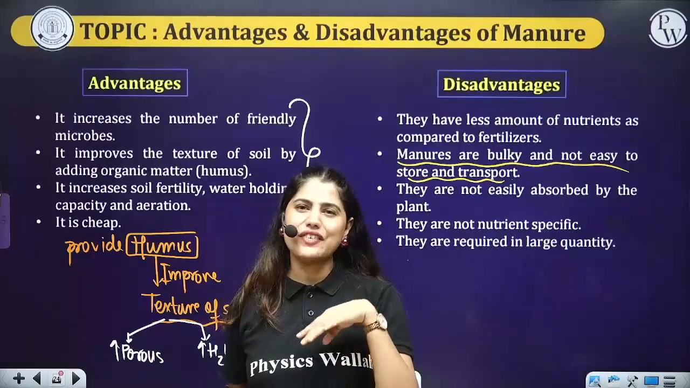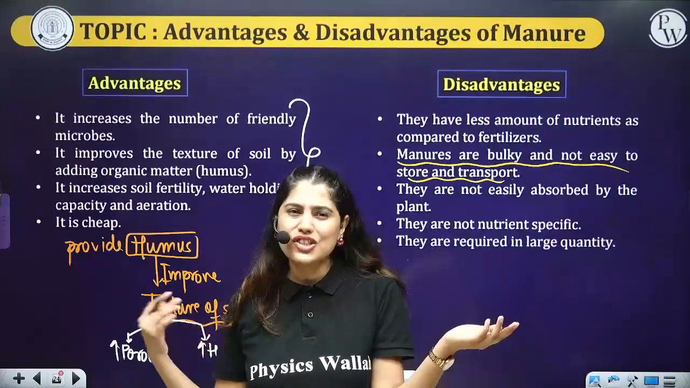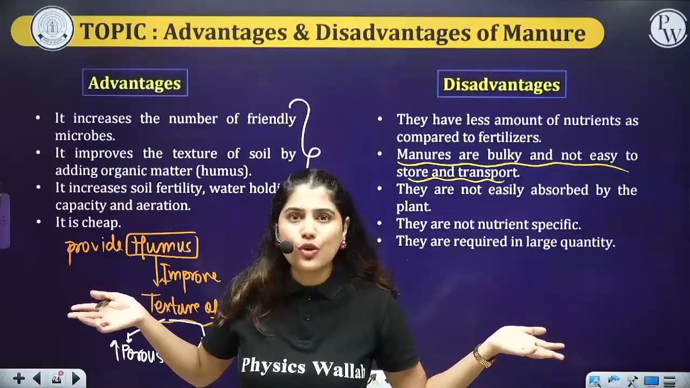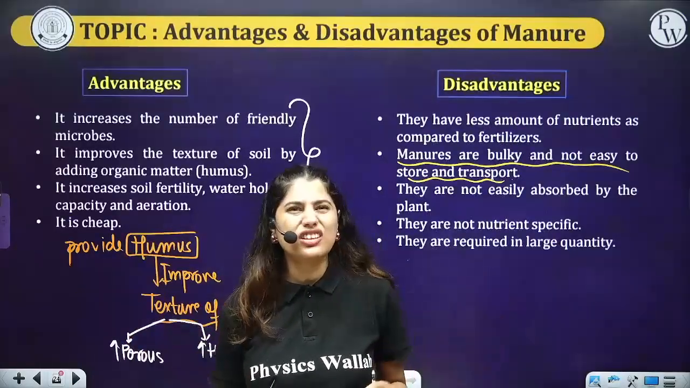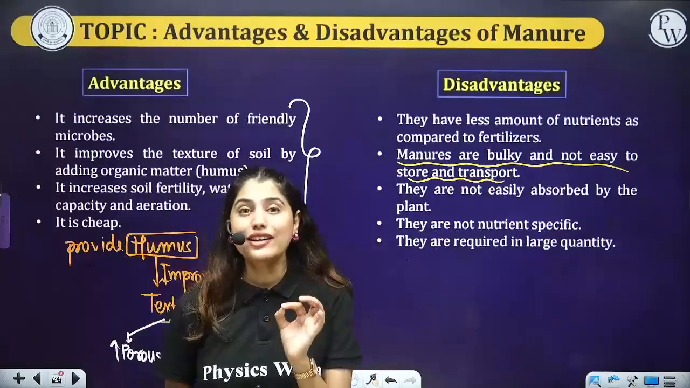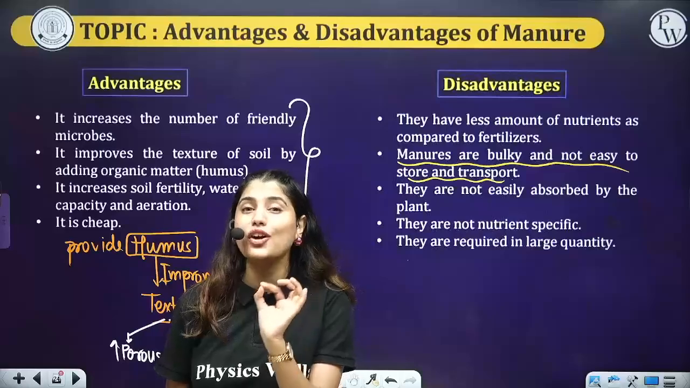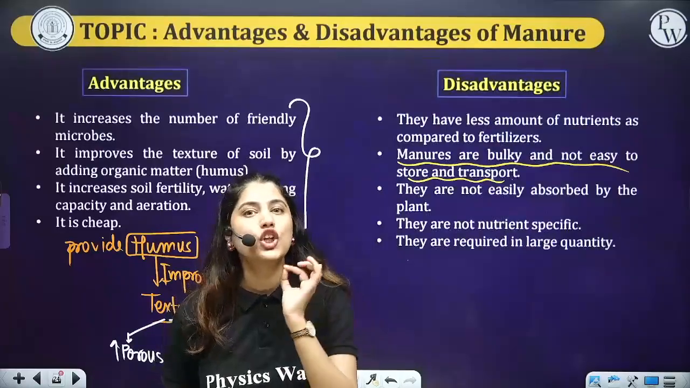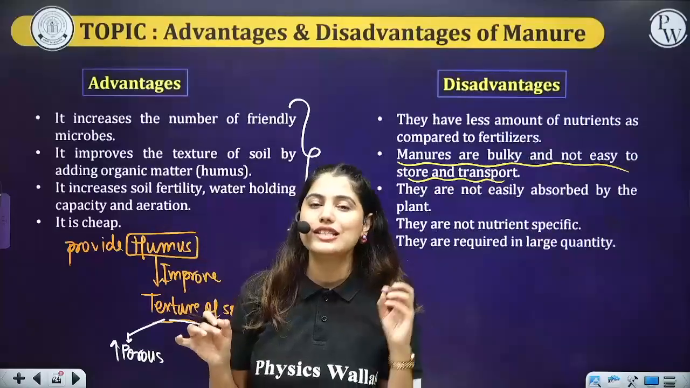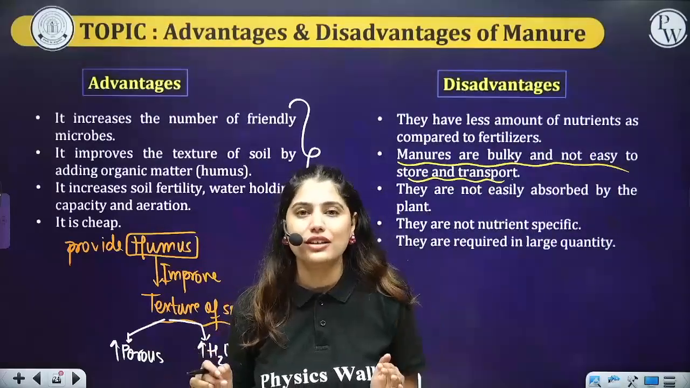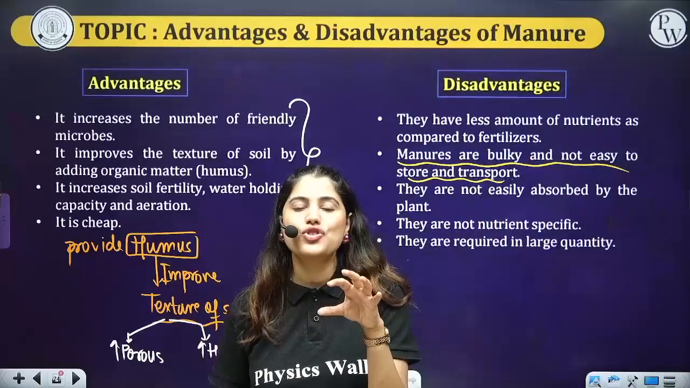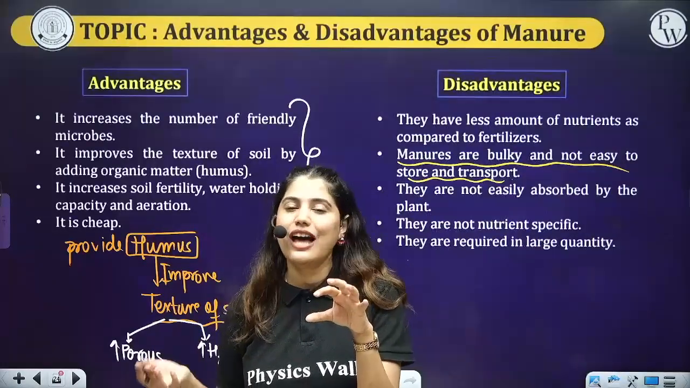Suppose the plant is very choosy, picky, right? And let's say the soil is deficient in nitrogen. A plant is like, I need nitrogen. Soil is not having nitrogen. Okay, can manure fix this problem? No, manure will not help if a specific nutrient is required. In this situation, we can say manure plays a disadvantage here, because it will not overcome the nitrogen deficiency in that particular soil.